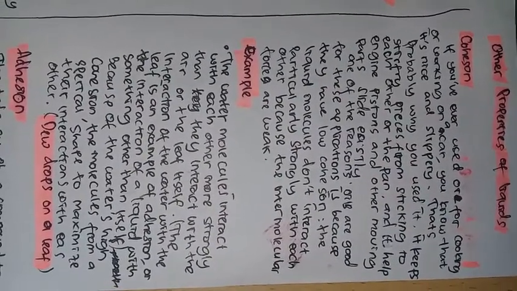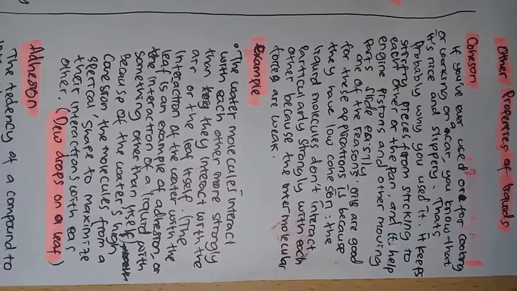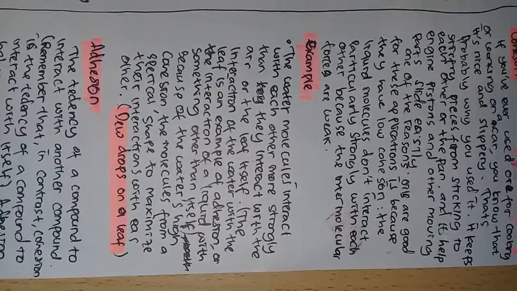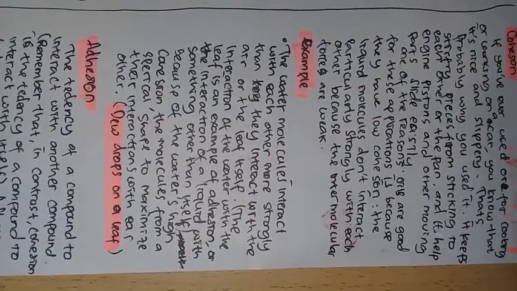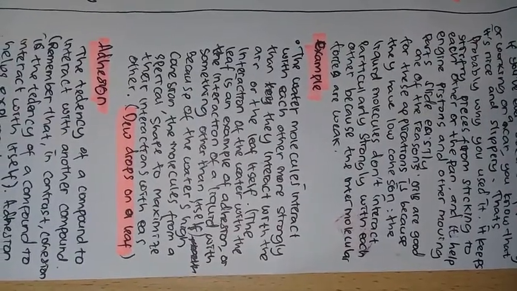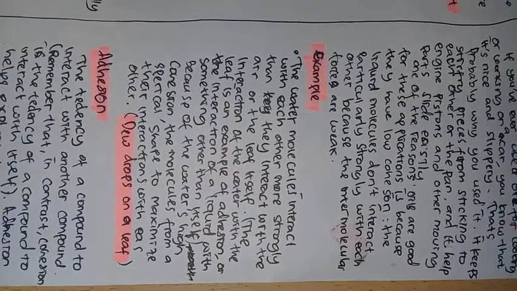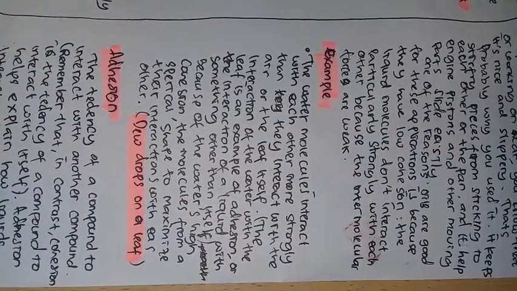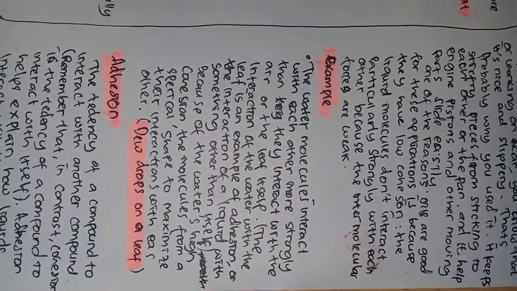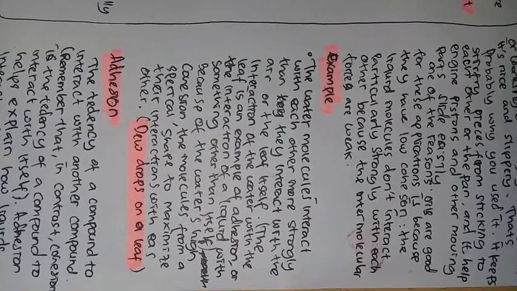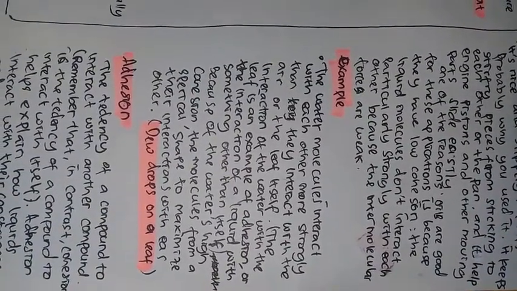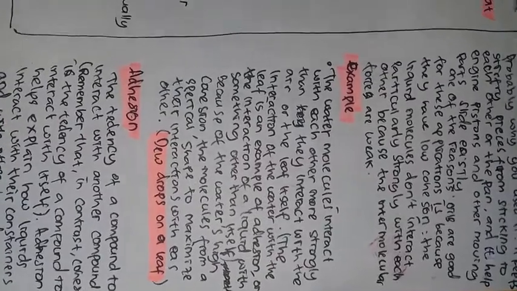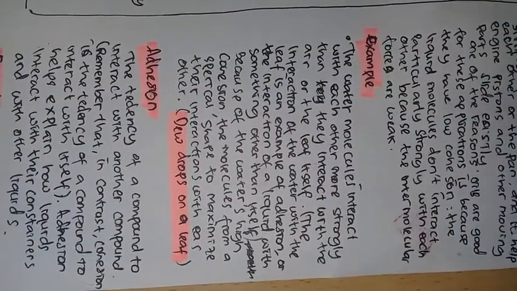The liquid molecules don't interact particularly strongly with each other because the intermolecular forces are weak. Example: the water molecules interact with each other more strongly than they interact with the air or the leaf itself. The interaction of the water with the leaf is an example of adhesion, or the interaction of a liquid with something other than itself. Because of water's high cohesion, the molecules form a special shape to maximize their interaction with each other. Drops like this form on a leaf.